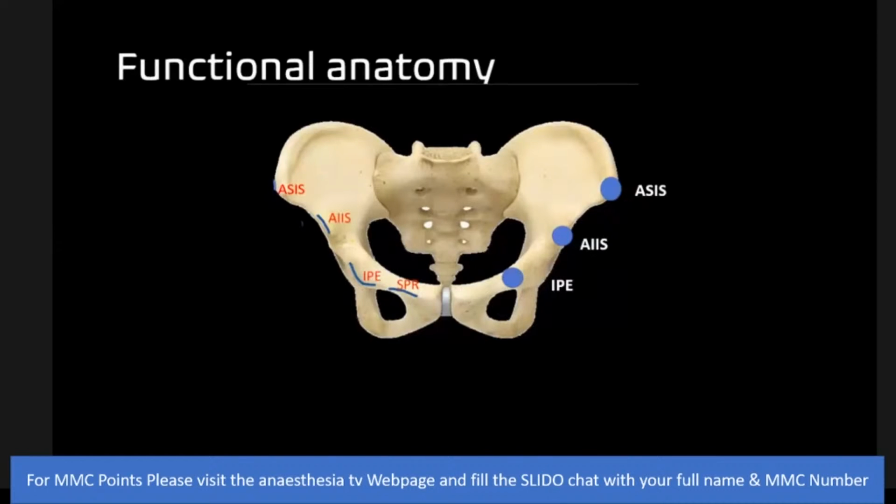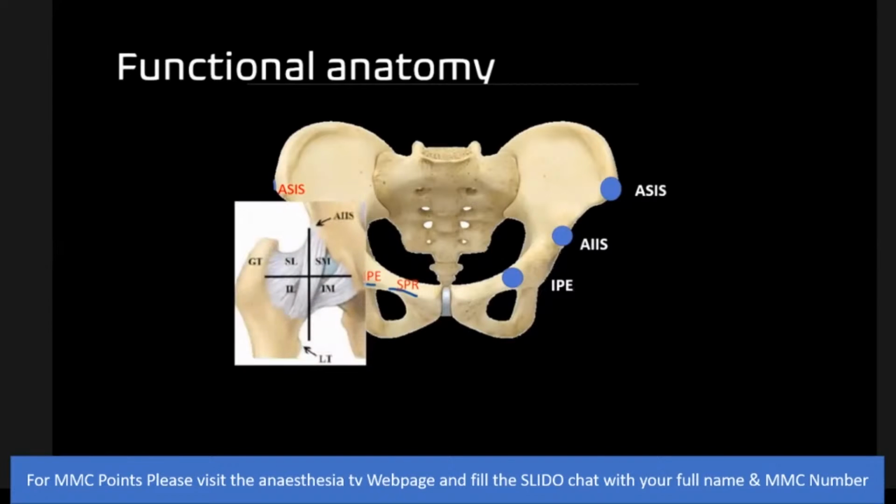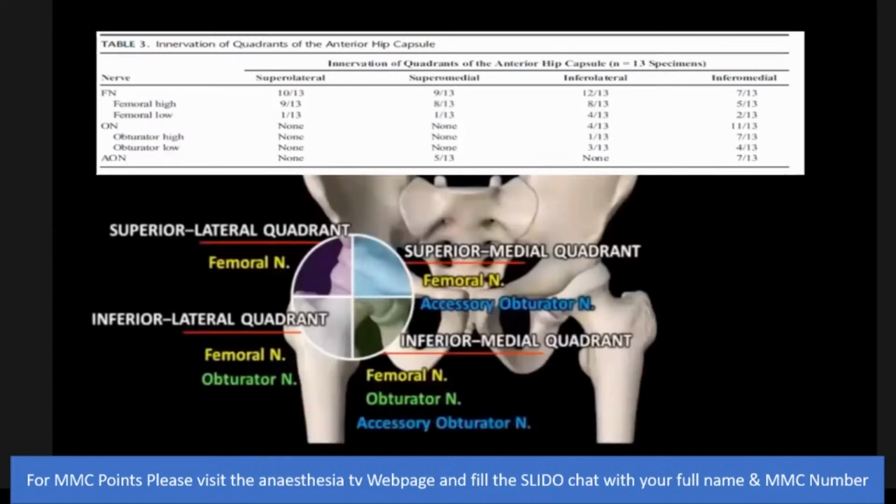Coming to functional anatomy, there are three important bony landmarks: the anterior superior iliac spine, that is ASIS, the anterior inferior iliac spine, that is AIIS, and the iliopubic eminence, that is IPE. The anterior capsule of the hip joint is located between the anterior inferior iliac spine and the iliopubic eminence. For practical purposes, we can divide the anterior capsule into 4 quadrants.